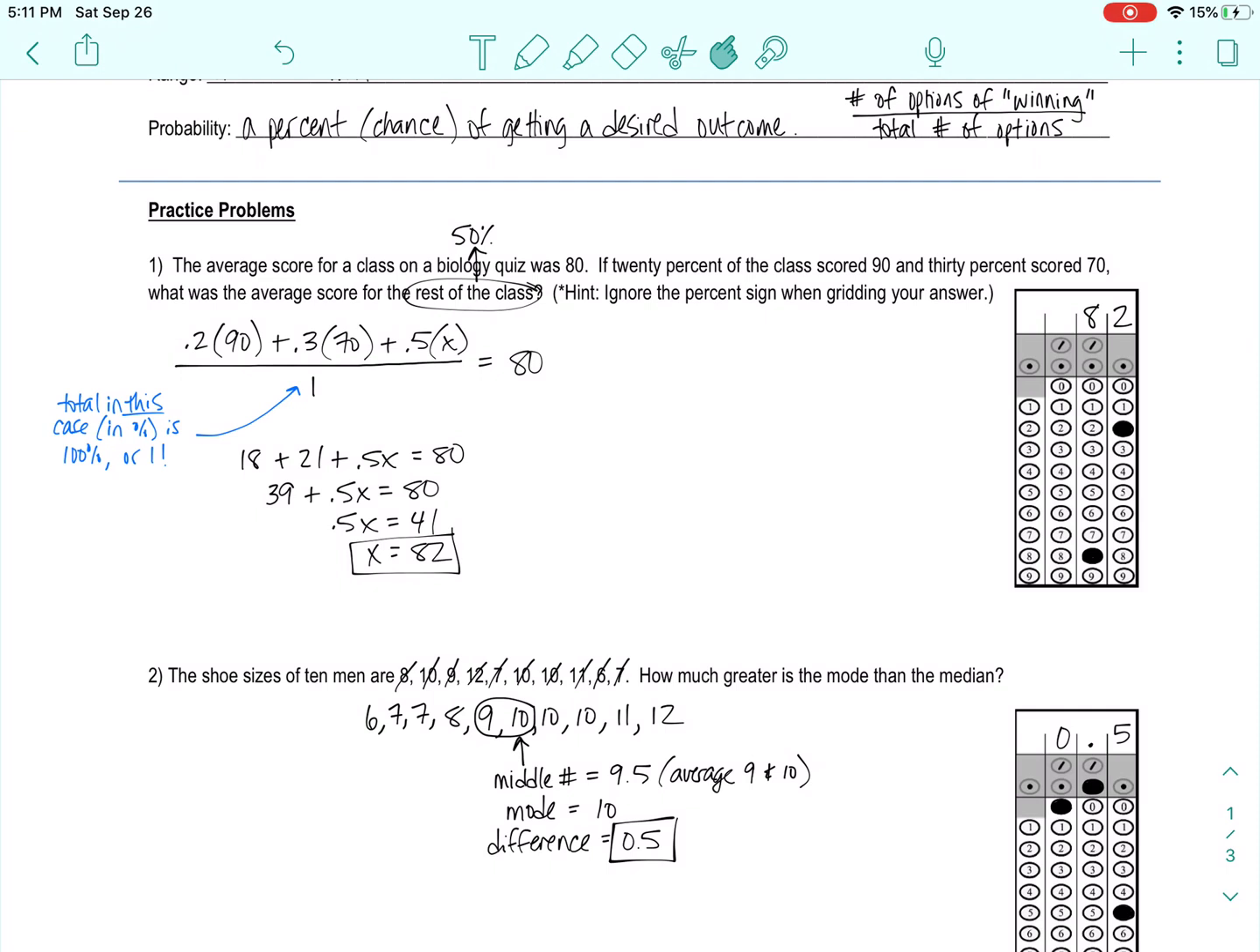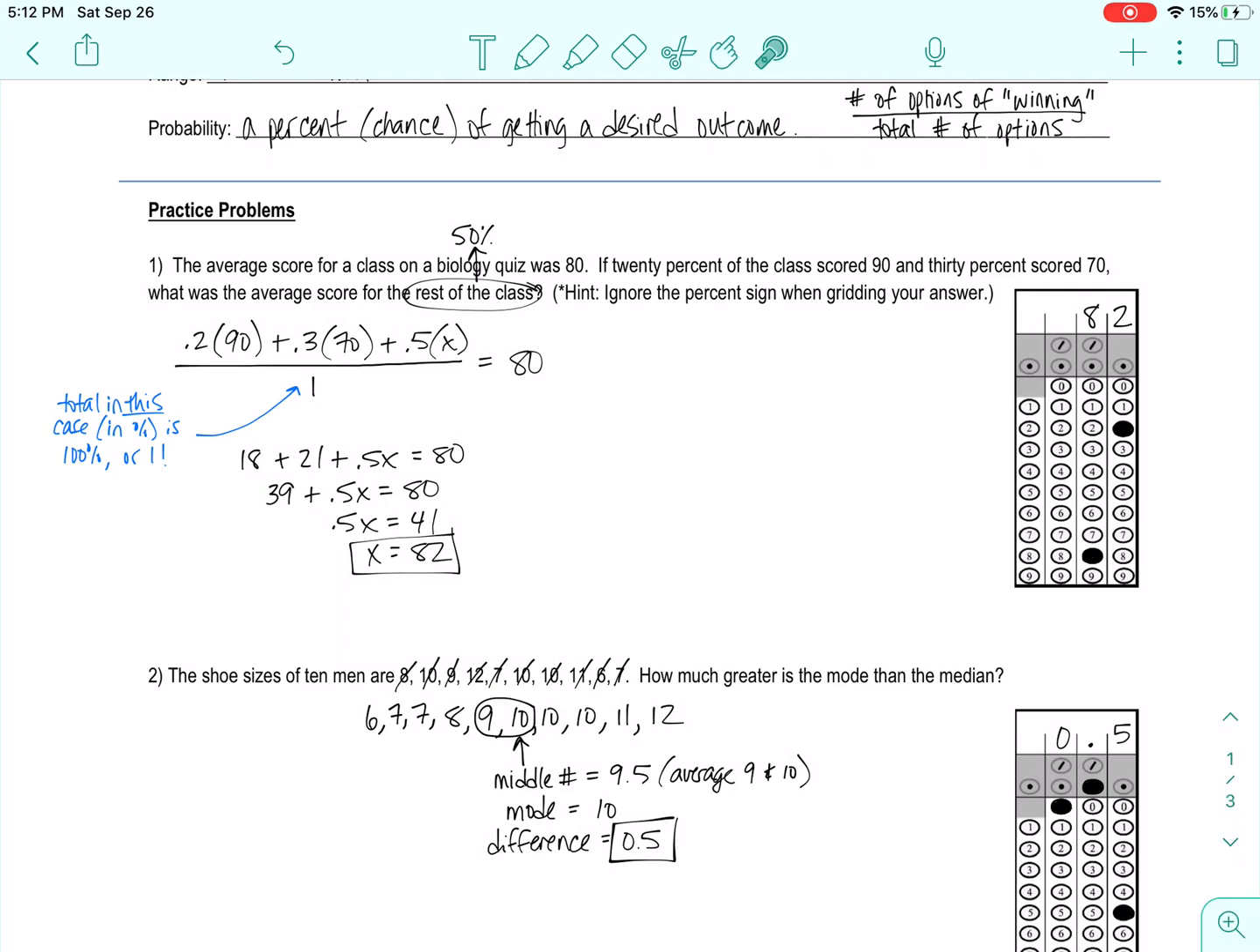I just have a couple practice problems here. There are a couple grid-ins that we're going to start with. Remember, the SAT does ask some questions that are grid-ins, meaning they're not multiple choice. You have to actually come up with an answer yourself and bubble it. So the average score for a class on a biology quiz was 80. And 20% of the class gets a 90, 30% gets a 70. What was the average score for the rest of the class?